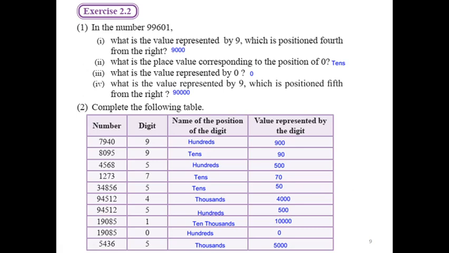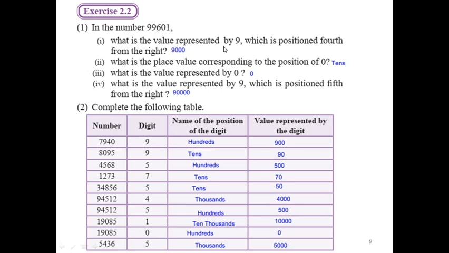So here we have the number. Look at the number. The last one is in ones place. Then 0 is in tens place. 6 is in hundreds place. 9 is in thousands place. And this another 9, next 9 is in 10,000 place. So this is 99,601. So 0, we are not reading this.